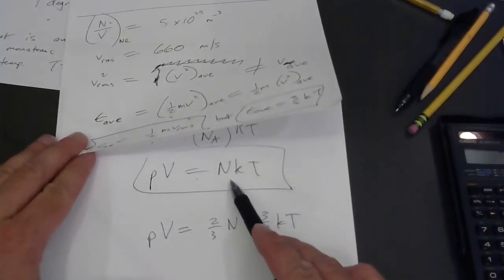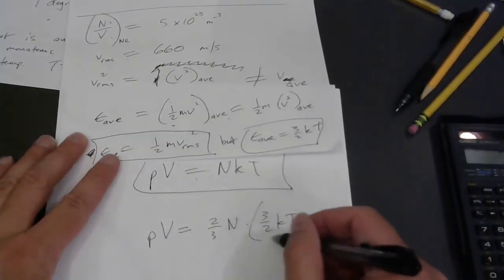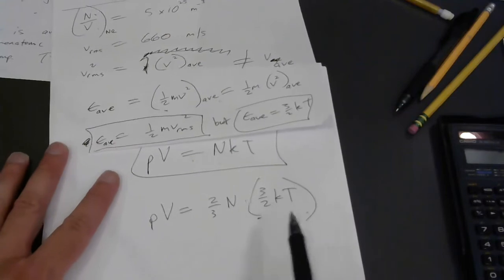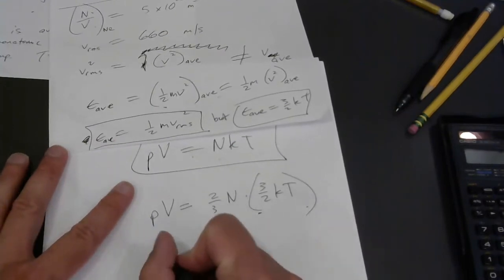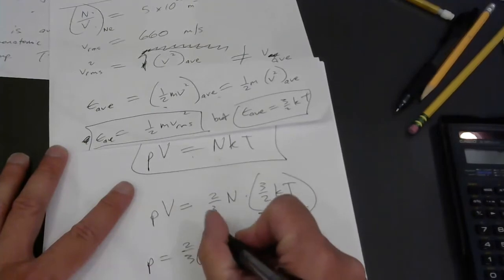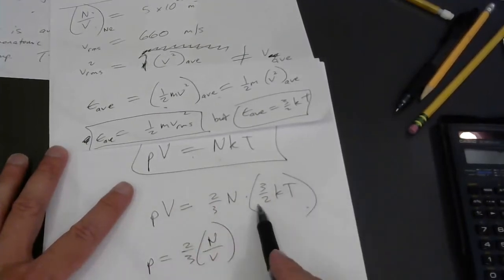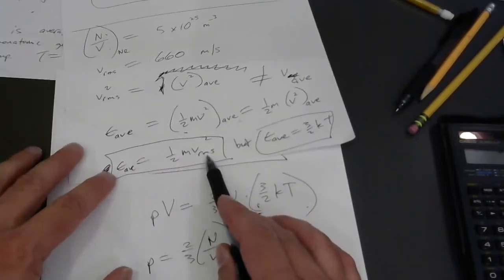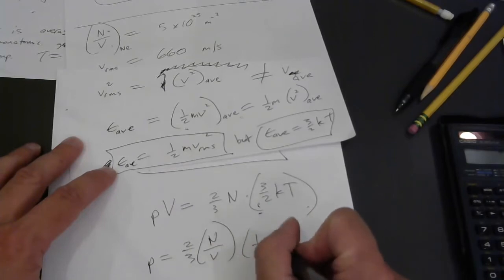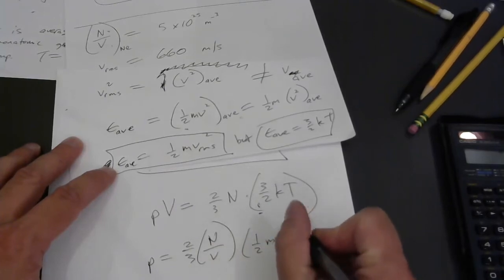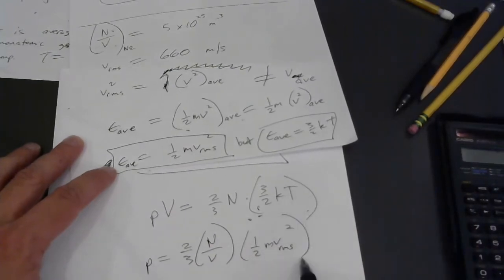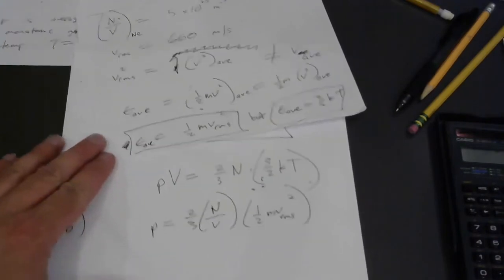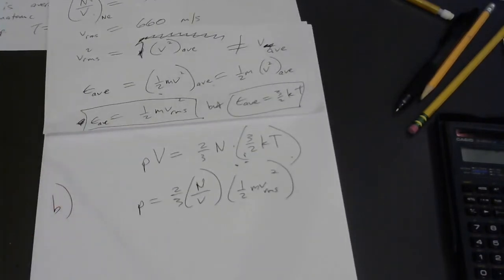I inserted the 3/2, paid for it with the 2/3, because now I recognize this is the average kinetic energy per particle. Let me also move the V over here. So I've got pressure equals 2/3 times number density times the average kinetic energy per particle, and we could also express it in terms of the RMS speed. So I could just substitute 1/2 m v RMS squared, because this is the same as that. And now I can answer part B of the problem. I guess I'm doing part B before I do part A. Part A, they're asking for the temperature. We can go back and do that.